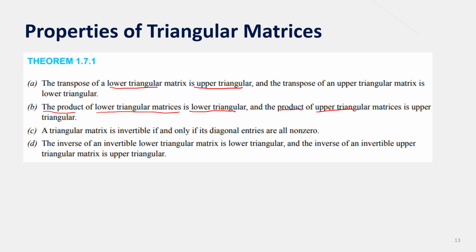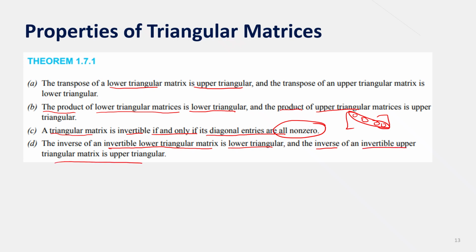Another one is invertibility. A triangular matrix, either upper or lower, is invertible if and only if its diagonal entries are all non-zero. Remember, if the values on the main diagonal are all non-zero, then it can be inverted. More about the inverse of a triangular matrix: the inverse of an invertible lower triangular matrix is also lower triangular, and the inverse of an invertible upper triangular matrix is also upper triangular.